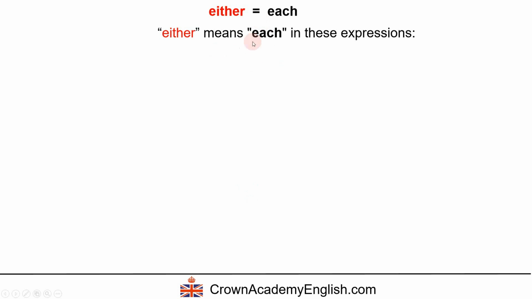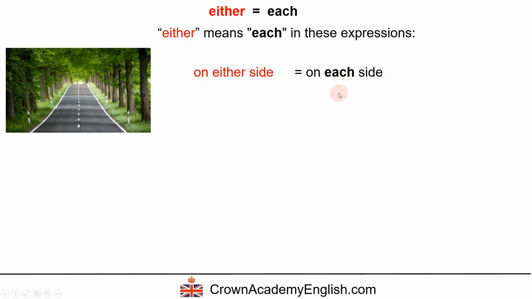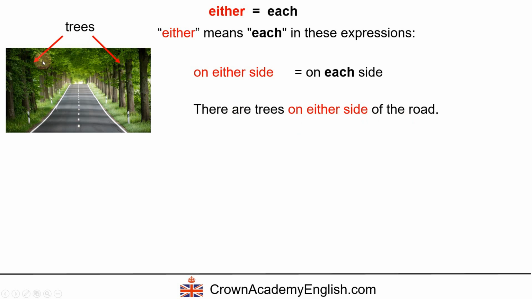Either can also mean each in 2 expressions. So it only means each in these 2 expressions that I'm going to give you now. The first expression, on either side. This means on each side. Example: there are trees on either side of the road. So this means there are trees on each side of the road.